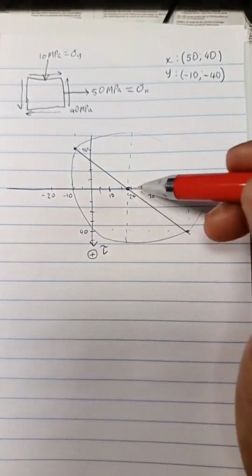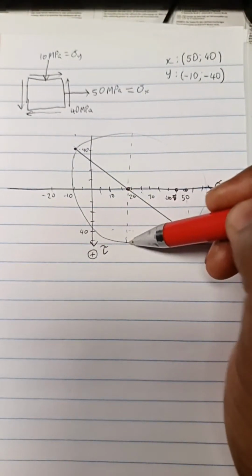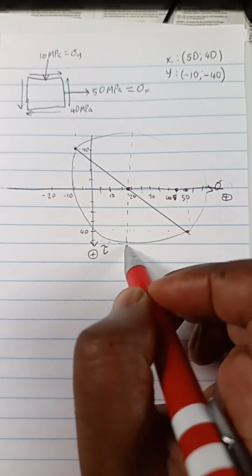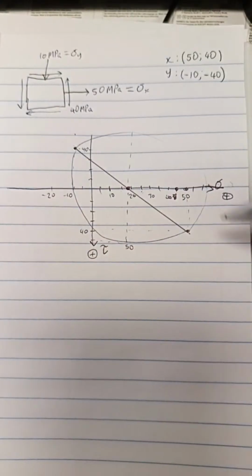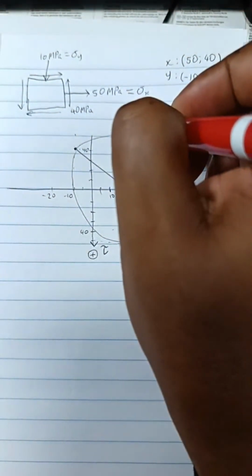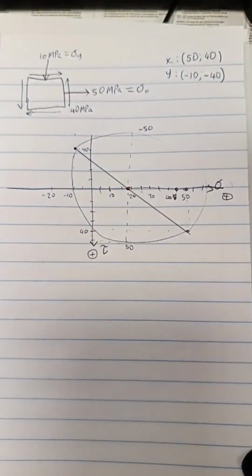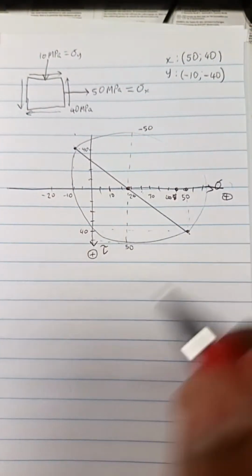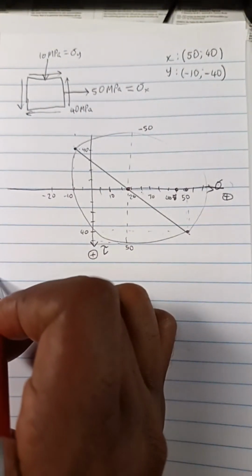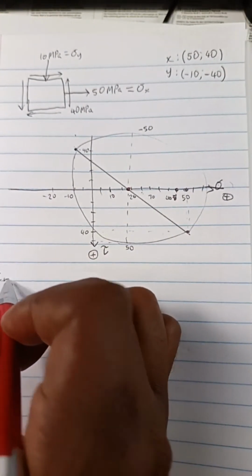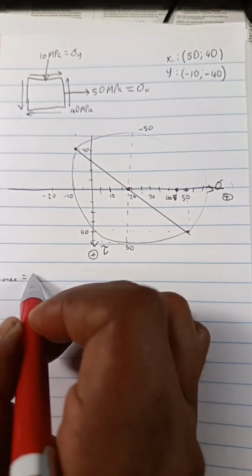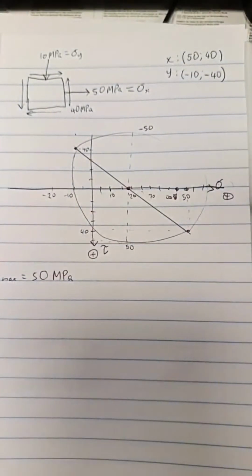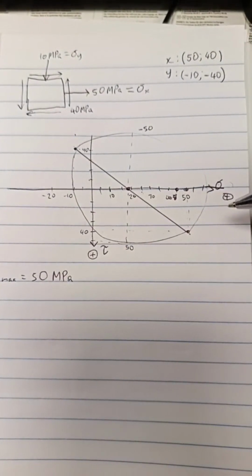You will just measure this line. So let's say it is close to 50. Then it is minus 50 on top, because that's how it is. So to measure from there to there, it is 50. So we can say now the maximum shear is equal to 50 megapascals.